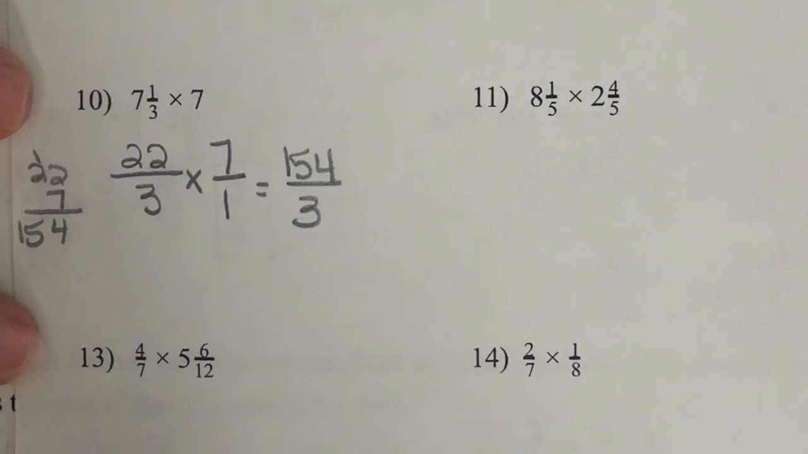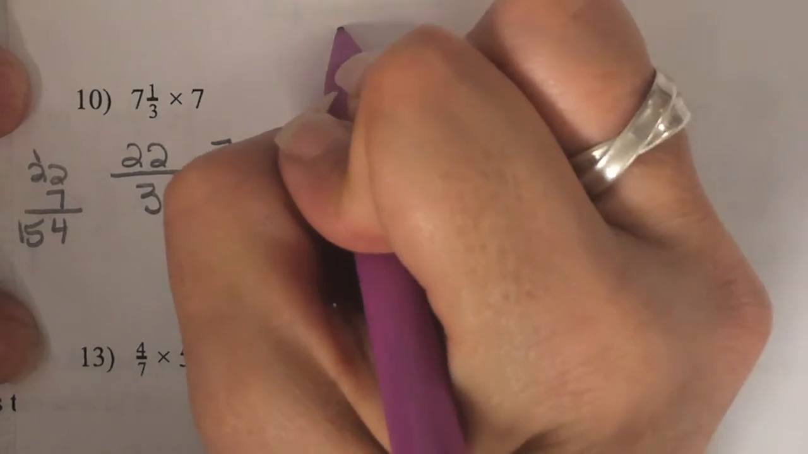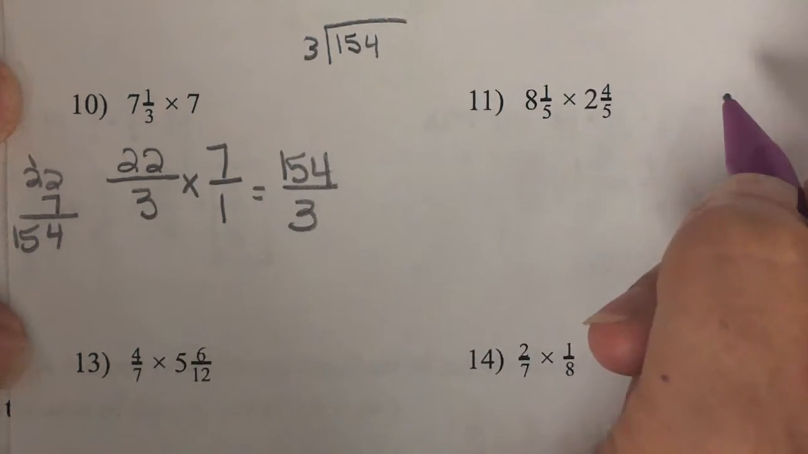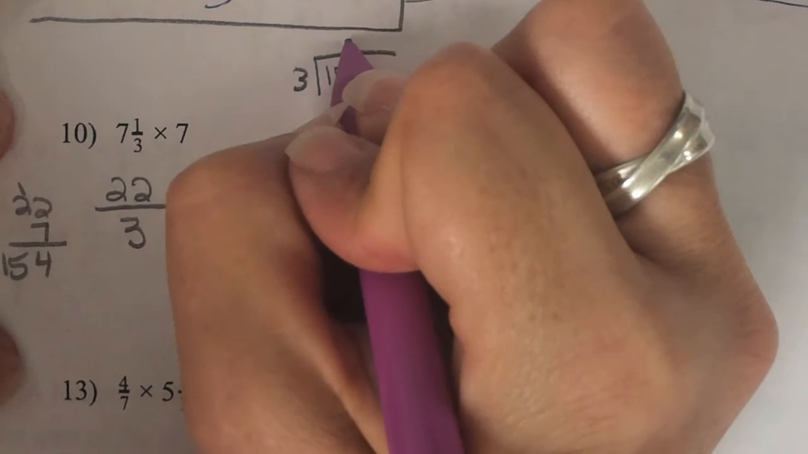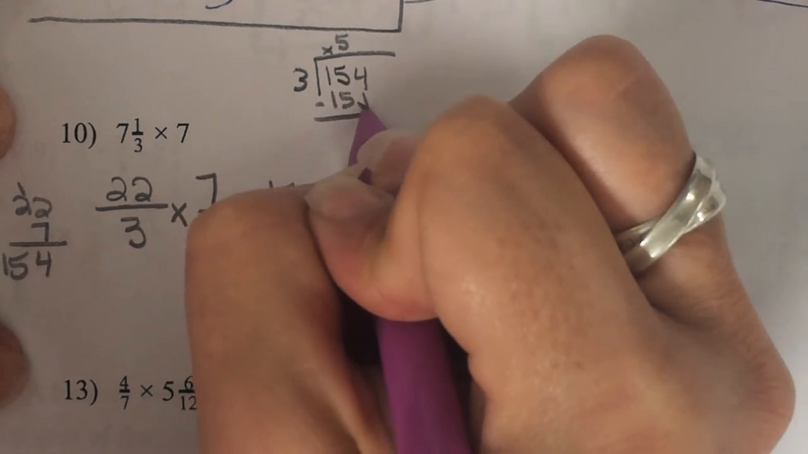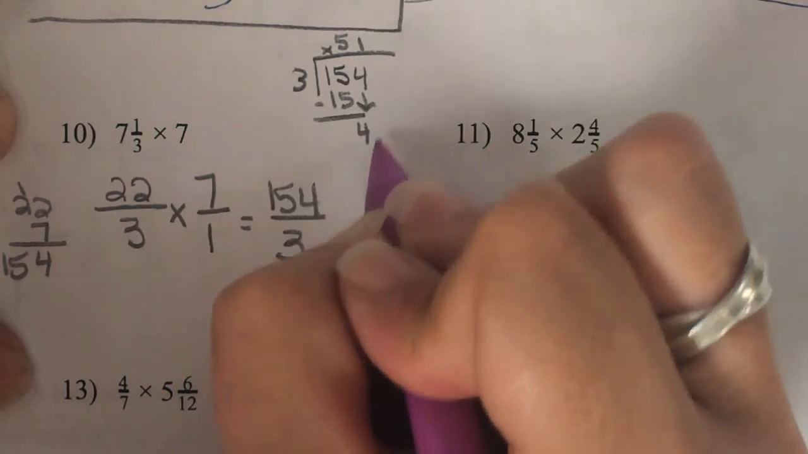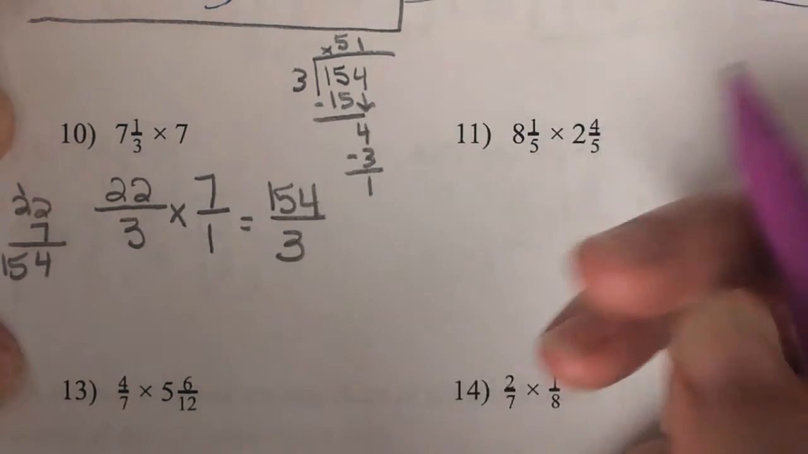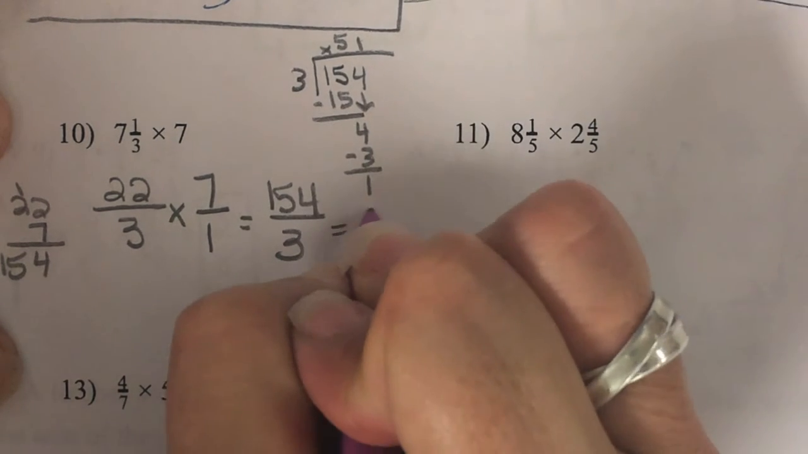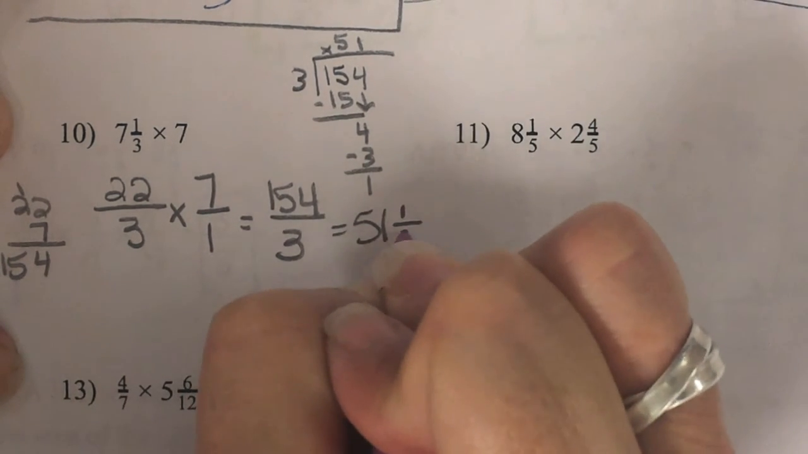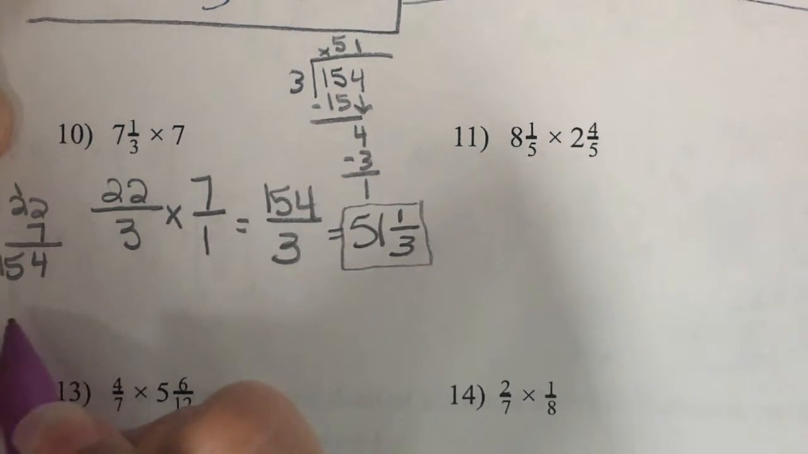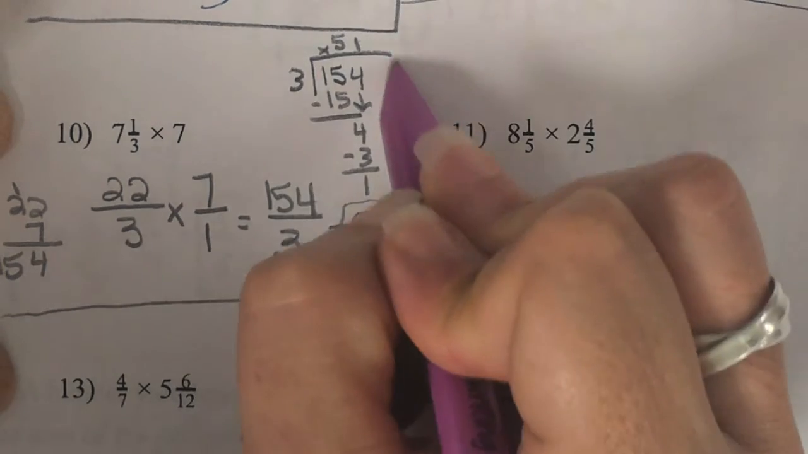Okay, now I got to divide that out. 154 divided by 3, I'm doing my backwards check mark right there. 3 times 5 is 15. 3 times 1 is 3. So there it is. 51 and 1/3. It's just bigger numbers, guys, but don't let bigger numbers scare you.